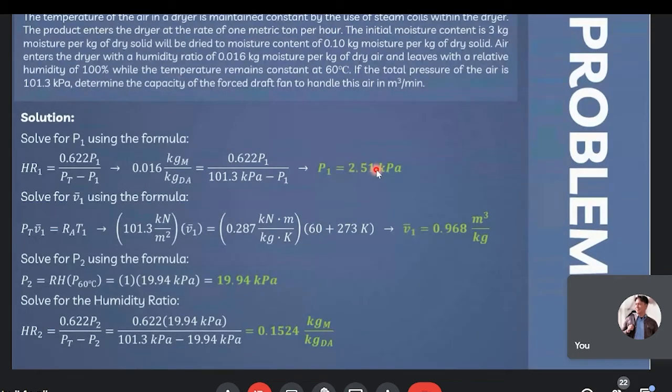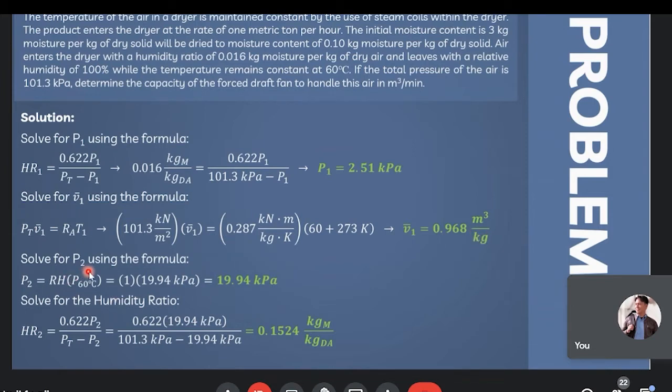So next naman, solve natin yung specific volume using yung formula PT V1 is equal to RAT1. So 101.3 kilonewtons per square meter, which is the unit of kilopascal, multiplied by specific volume is equal to 0.287 kilonewton meter or kilojoule divided by kilogram per Kelvin. So convert natin yung 60 degrees Celsius into Kelvin. So makukuha natin yung specific volume na 0.968 cubic meter per kilogram.